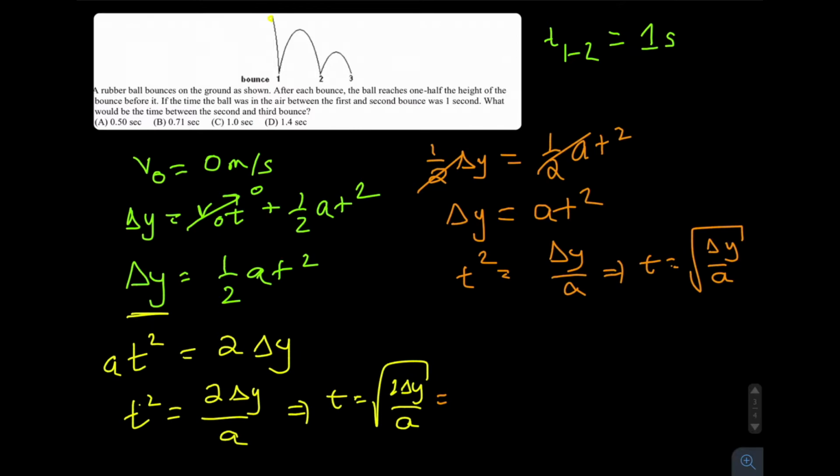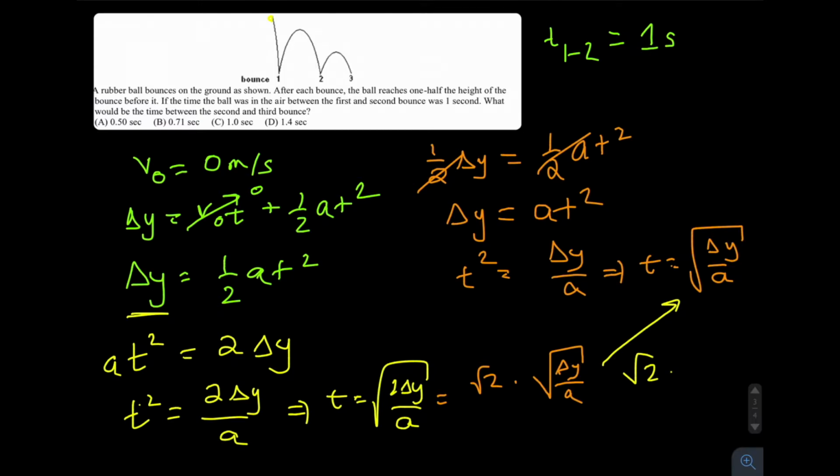So here, what we can actually do is pull the root 2 out. We're basically using basic math. We're going to get that this is root 2 times root delta y over a. So that just means that the original time, if you relate it to this, is just root 2 times whatever this time was.